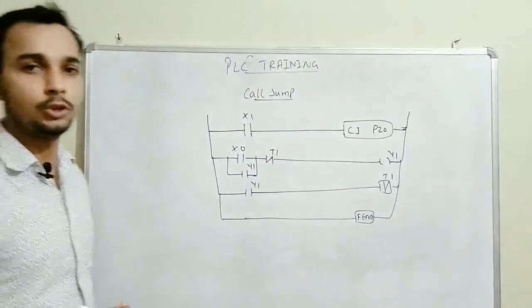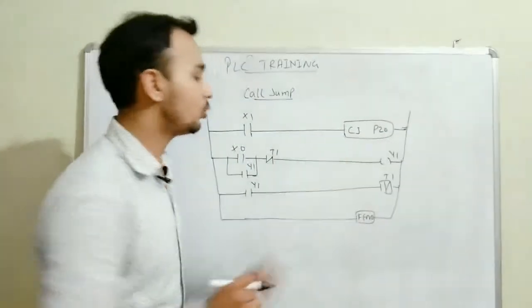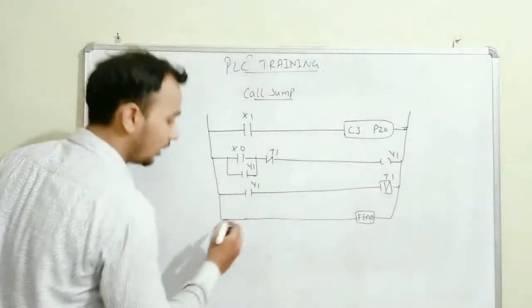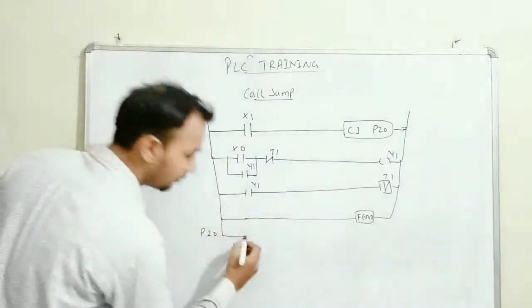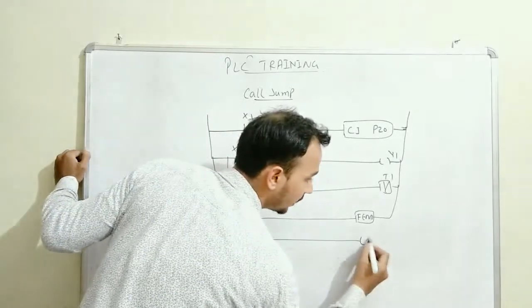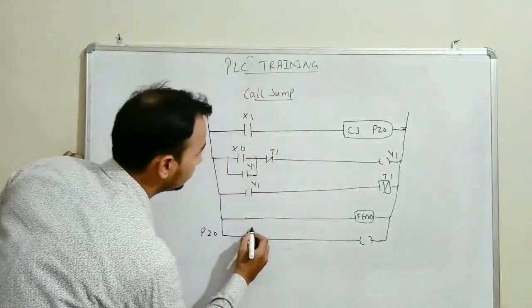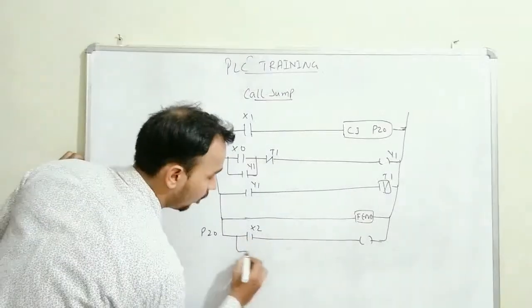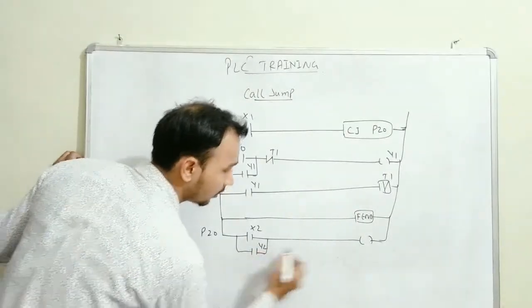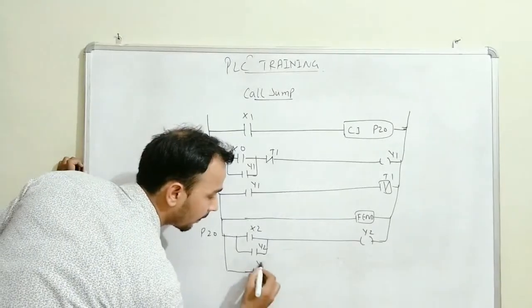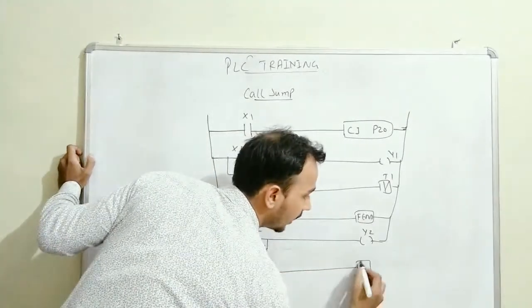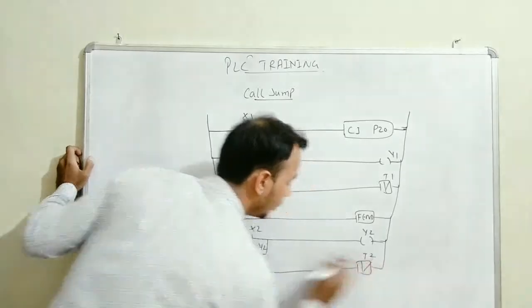Now we have to use the address P20 from where the program will start. So P20 I have to use here. Now I will make a program, that is X2 will operate Y2, and Y2 will operate a timer, that is T2 will turn this off.